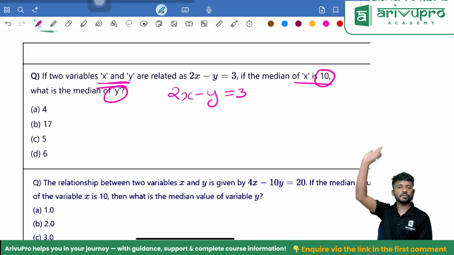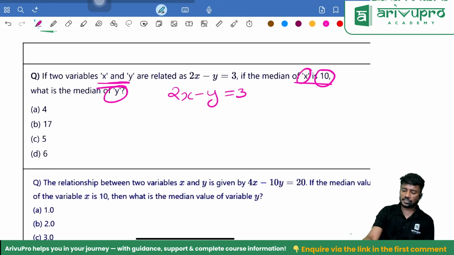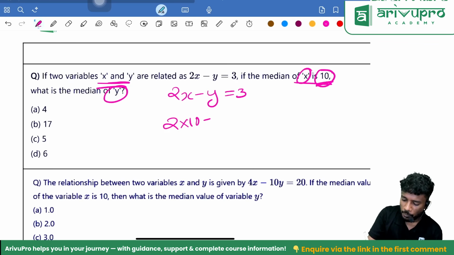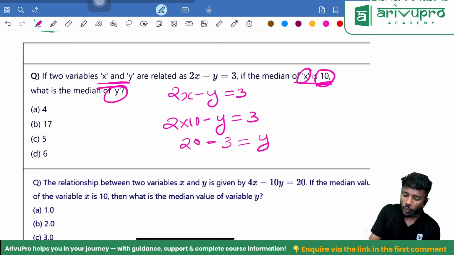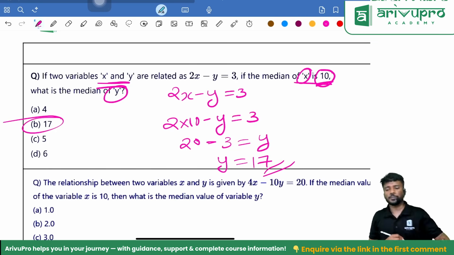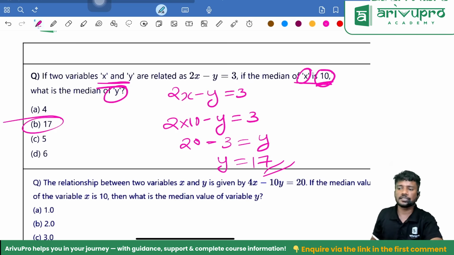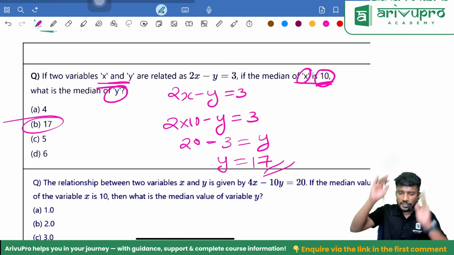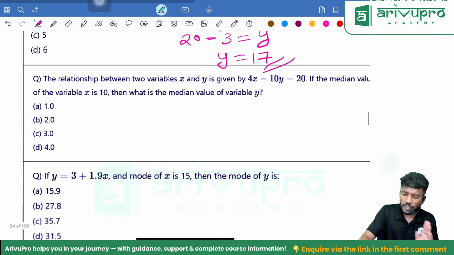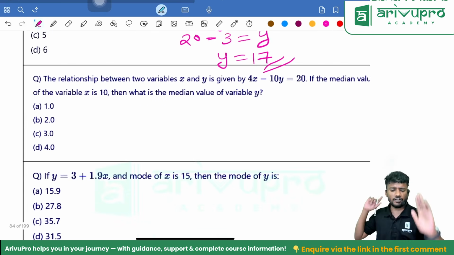I'll tell you the simplest method. Instead of x, substitute 10. You will get the value of y. Just put 2 into 10 minus y, which is equal to 3. That is 20 minus 3 is equal to y. So y is equal to 17. Option B is your answer. That's the method for variables. Similarly for mode, similarly for median, similarly for partition, similarly for quartile, everything is the same.